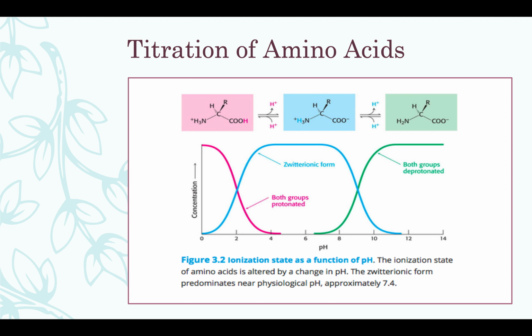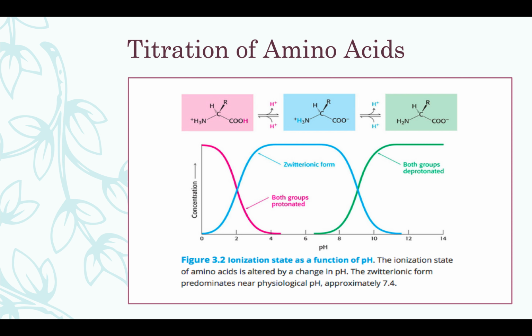So let's ask the question: what would happen if we titrate an amino acid? This figure shows you the ionization state of your amino acid as a function of pH. Of course, when an amino acid is titrated, the titration curve would represent the reaction of each functional group with hydrogen ions. In other words, the ionization state of your amino acid is altered by a change in pH.